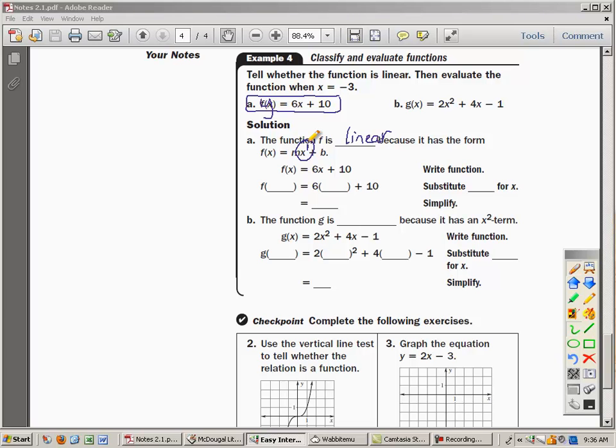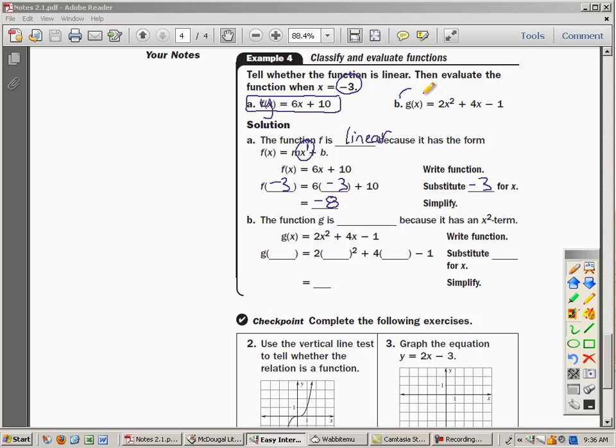So when I try to evaluate f of negative 3, I simply put negative 3 in every place here for x. So I substitute negative 3 for x. This becomes 6 times negative 3, which is negative 18. And negative 18 plus 10 becomes negative 8.